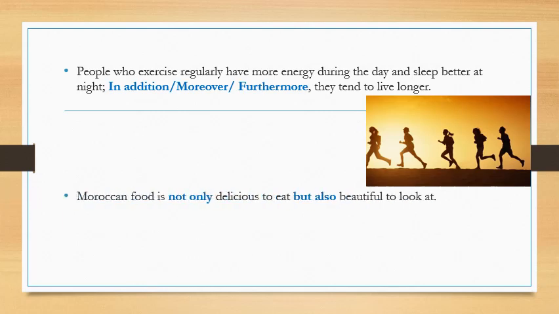Example number 2 is: Moroccan food is not only delicious to eat but also beautiful to look at. So here الأكل المغربي ماشي غير لذيذ ولكن أيضا ممتع أنك تنظر إليه. So here this is a linking word, which is not only but also, used in order to link two parts of sentences together.